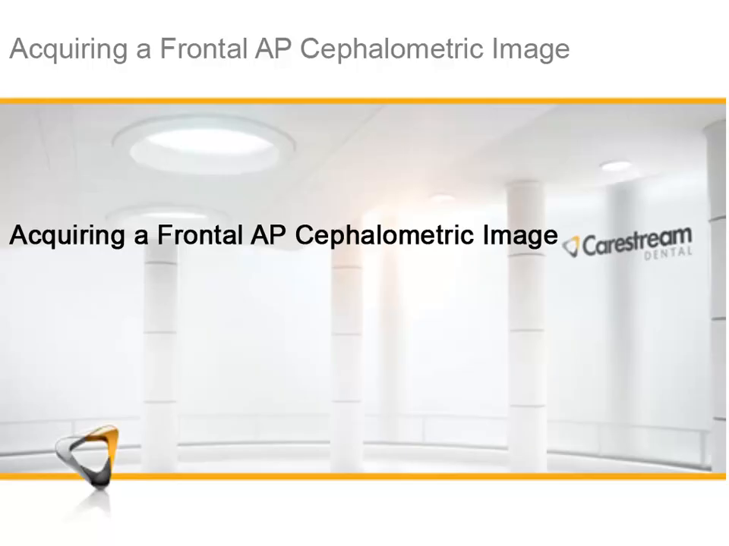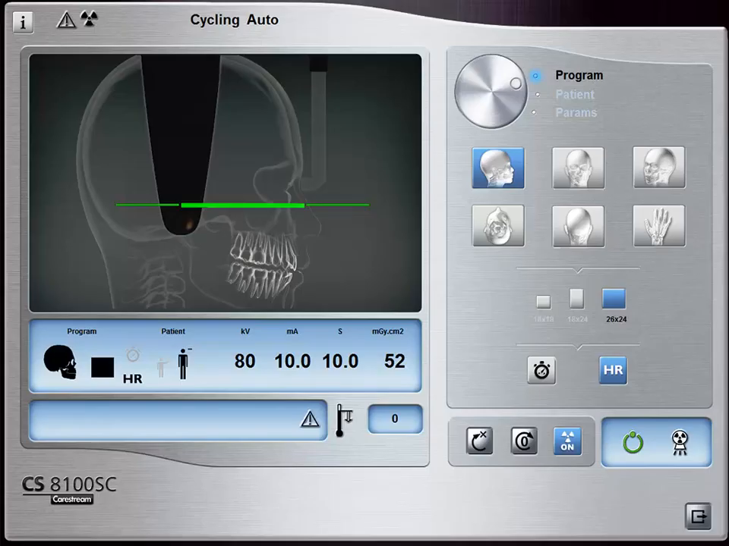Acquiring a frontal AP cephalometric image, acquisition interface settings. Position the head clamps parallel to the cephalometric sensor by turning the clamps to the left. In the cephalometric acquisition window, select the Program button to access the program pane. In the program pane, select the button for a frontal anterior to posterior AP exam. Select the appropriate acquisition format size.